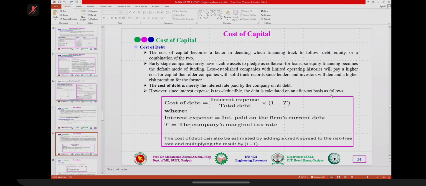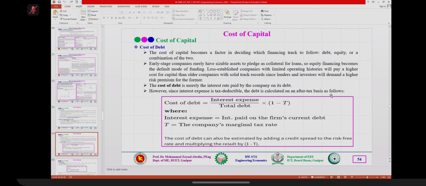So the cost of debt is merely the interest rate paid by the company on its debt. So it's an expenditure. However, since interest expense is tax deductible, the cost of debt is calculated on an after-tax basis as follows: cost of debt equals interest expense divided by total debt, times (1 minus T), where interest expense means interest paid on the firm's current debt. T is the company's marginal tax rate.